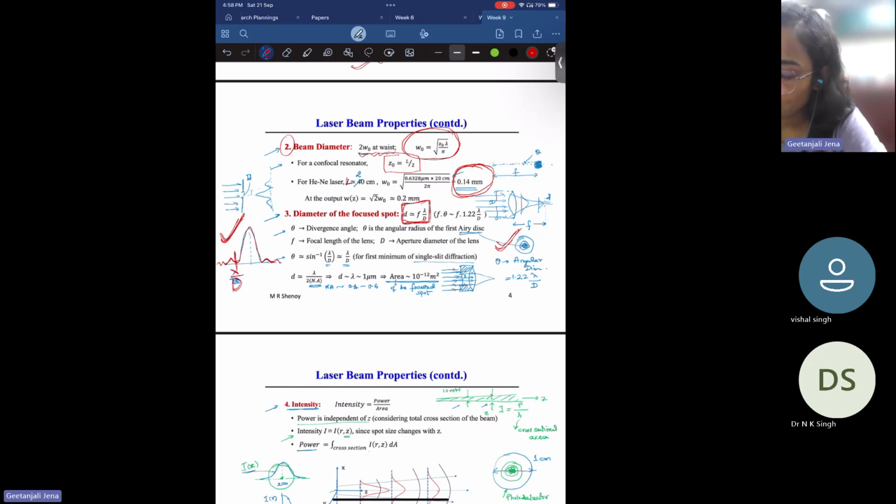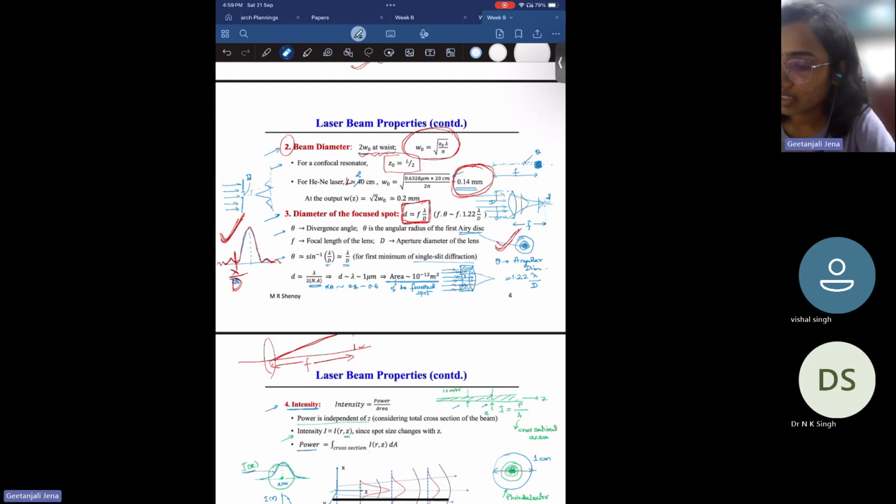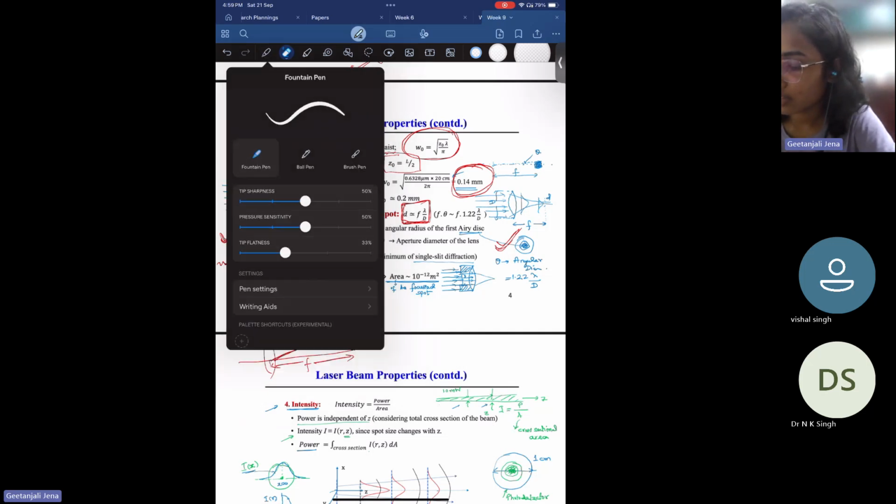So this is the angular diameter for this minimum. And let's say the lens has focal length f. So if you see a schematic, this is the point where the laser spot is focusing, and this is the minima point. So that means the diameter. If you want to calculate, let me draw again.